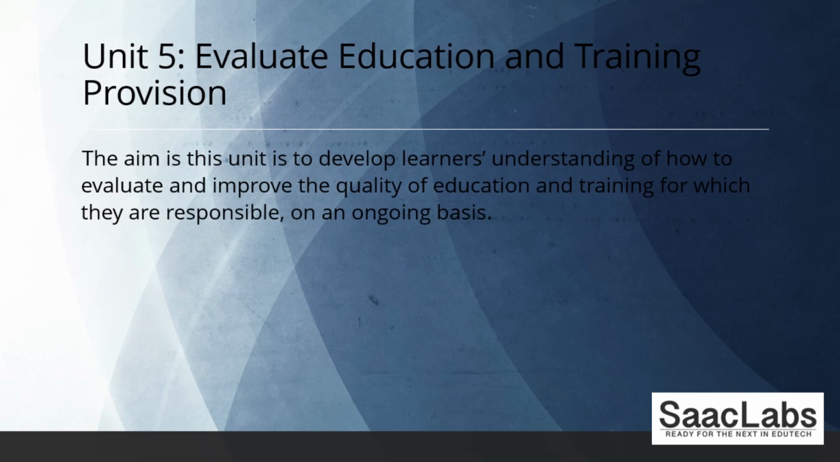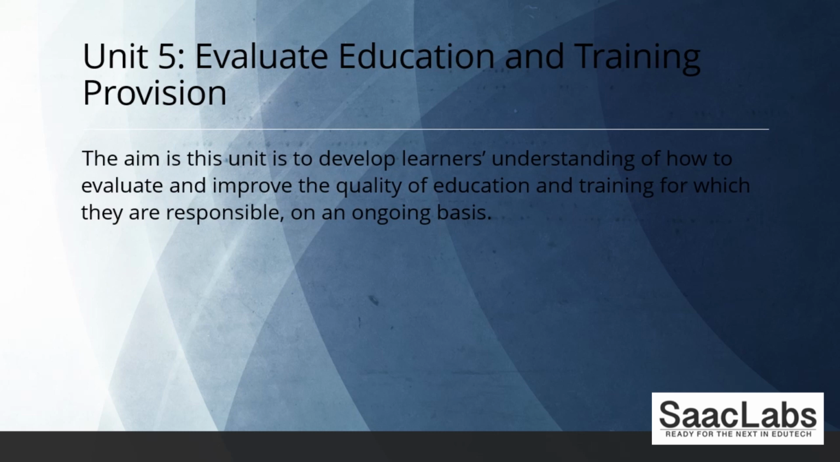Okay, so now moving to unit 5, which is evaluate education and training provision. This unit is focused on understanding how we can evaluate the effectiveness and quality of the education and training that we have delivered, and how we could do that on an ongoing basis. Okay, so let's have a look at more detail.